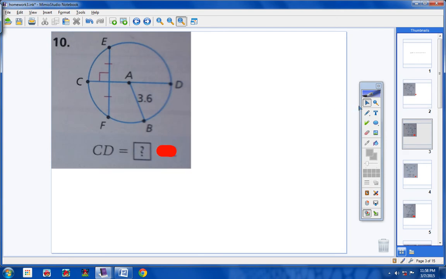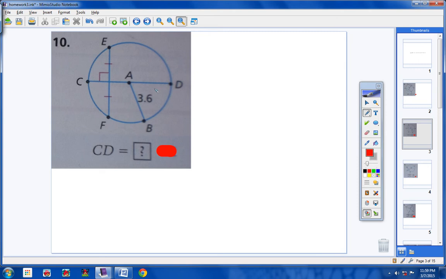Number 10. Now notice, students, first of all, they want to know the measurement of CD. First of all, we know CD is a diameter because it passes through the center of the circle. But to review for a second, also notice that CD is a chord that is perpendicular to EF, and CD is bisecting EF because this segment here is congruent to this segment here. Anytime a chord is perpendicular to another chord and it bisects the other chord, that chord is a diameter. We already knew CD was a diameter because A is the center of the circle and CD goes through A, but still, I just wanted to review that with you.